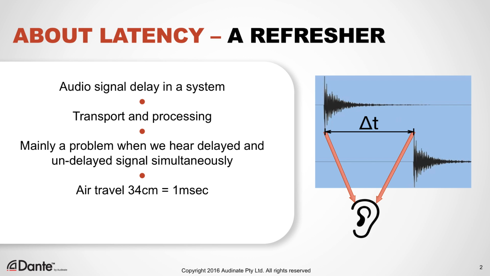If you'd like to hear what a system sounds like with about 2 millisecond delay between sources, then just stand in the middle of two stereo speakers and move 34 centimeters to the left or right. This air travel latency is why delay towers are used to align speaker output with the audio coming from the stage in large outdoor concerts.